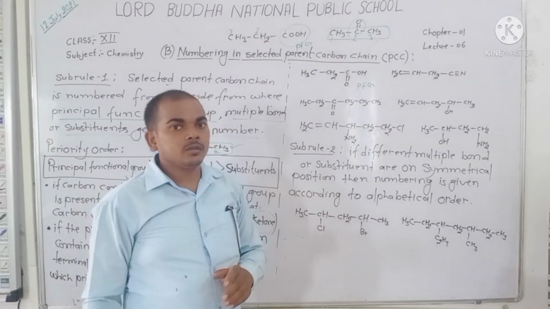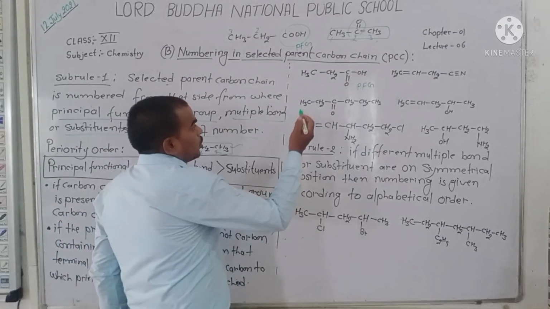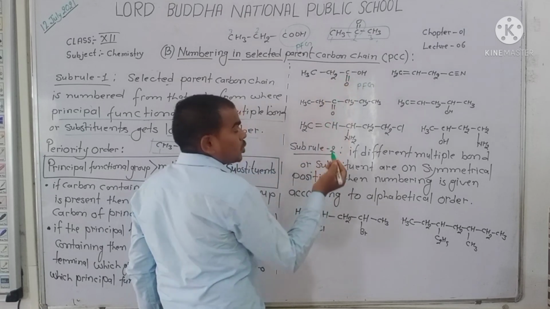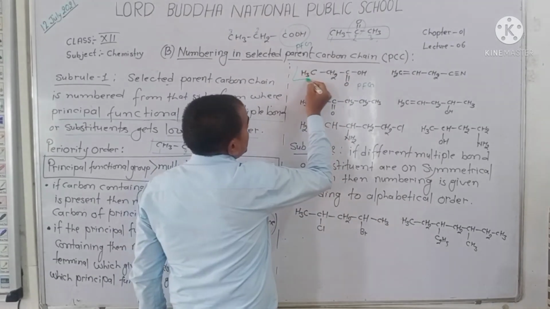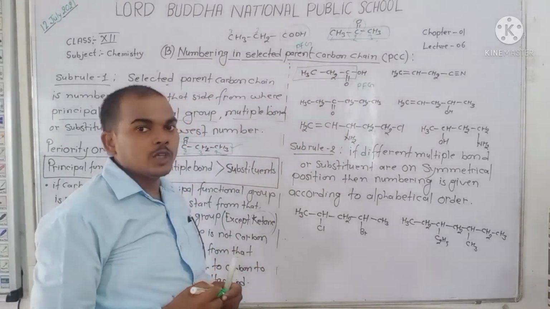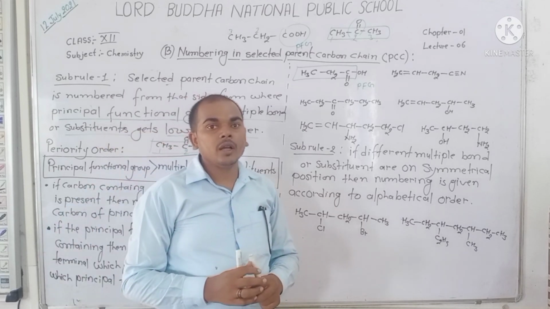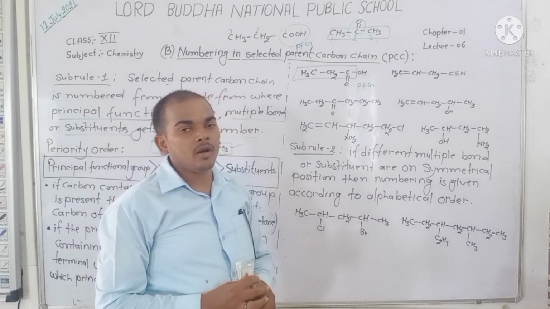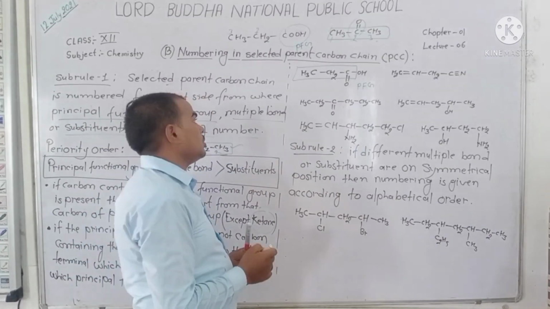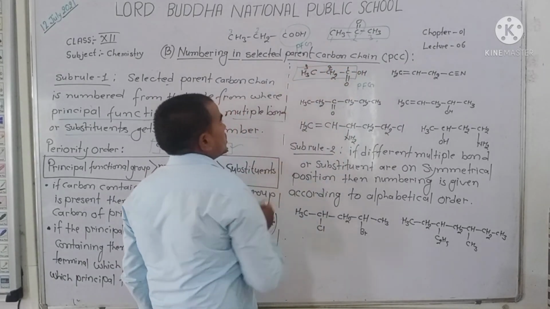First you select a parent chain, PCC. You know that this chain contains the principal functional group. So you select the carbons of the principal functional group, because you know that if a group contains carbon, then that carbon is counted in the PCC. Okay, so the counting is first, second and third position.